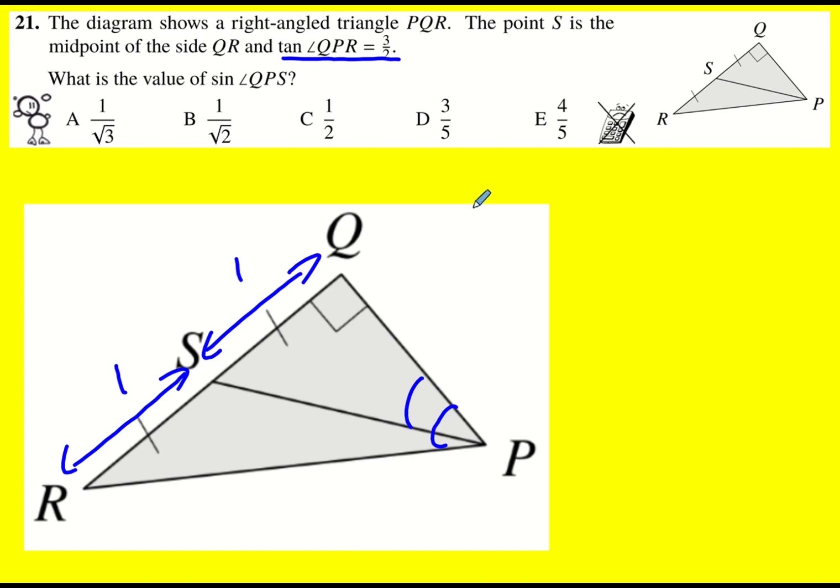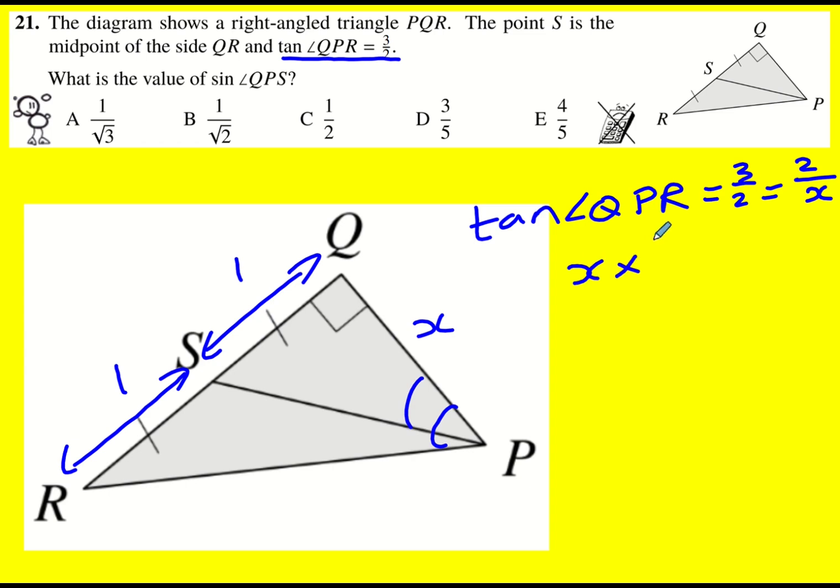Now I'm going to get that tan of angle QPR is going to equal 3 over 2, but it's also, remember, opposite over adjacent. It's going to be 2 over, and maybe I'll call this one x, 2 over x. Now I can rearrange this. So x times 3 over 2 is equal to 2. Therefore, x times 3 is going to be 4. So x is equal to 4 over 3. Brilliant. I can cross that out, write 4 over 3.